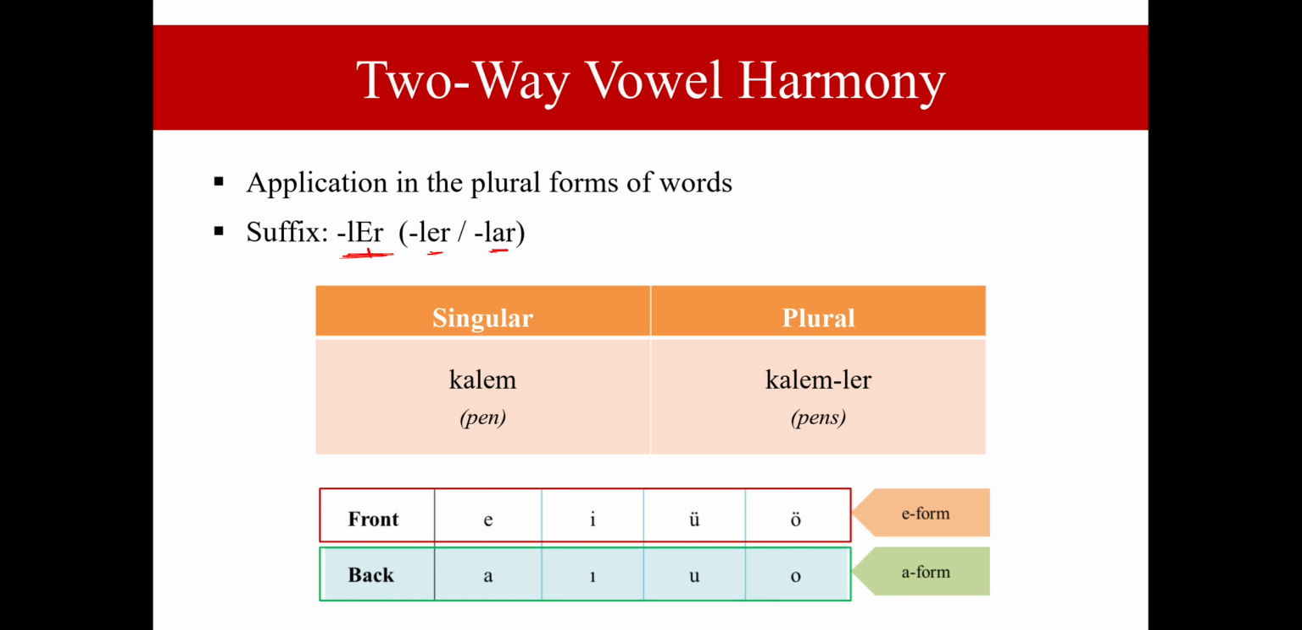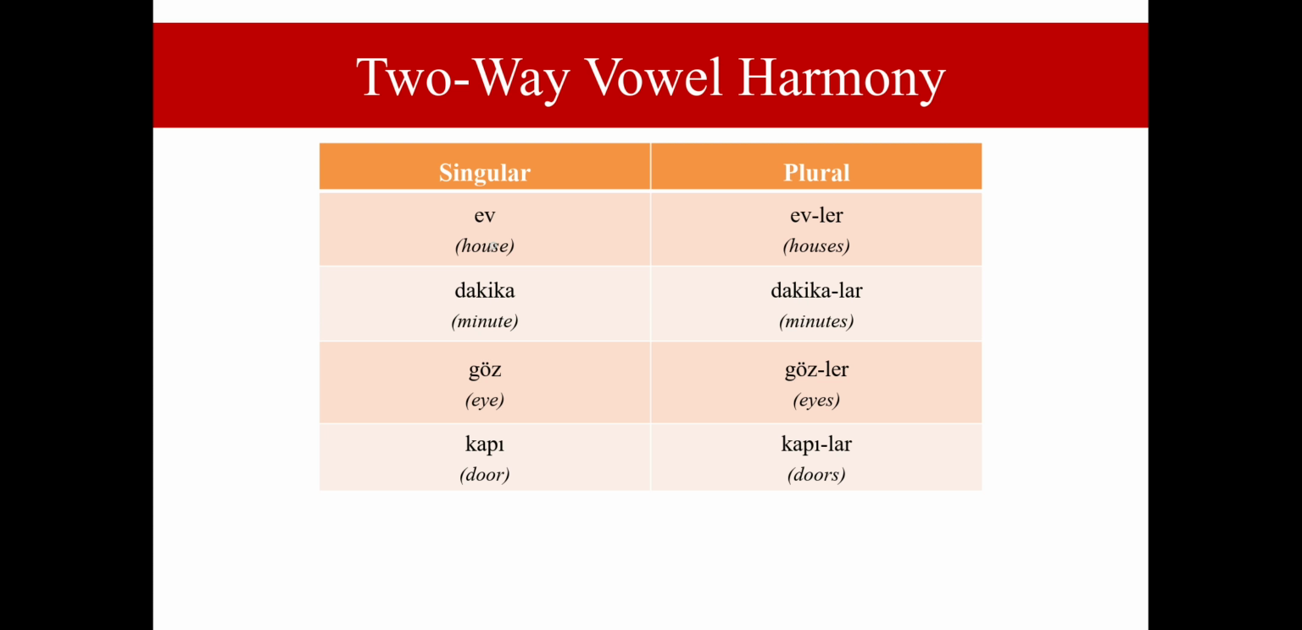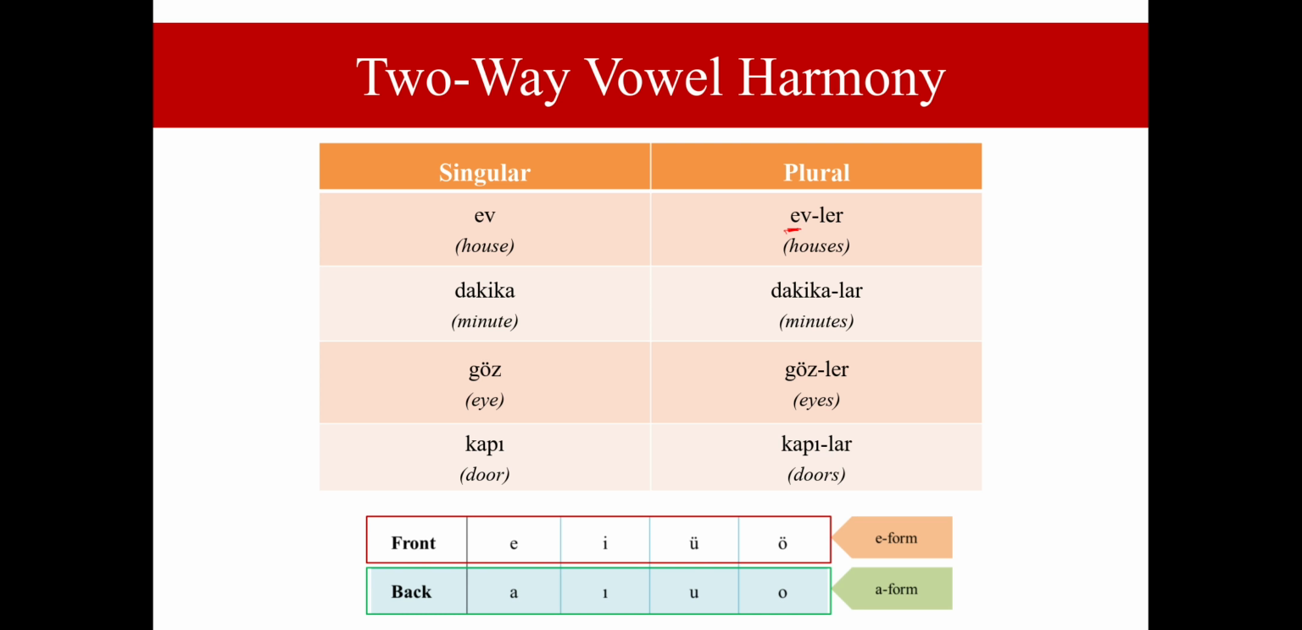Now how do we know that we add ler to it or lar to it? As explained, we look at this table. So the last vowel in this word is E, which is one of the front vowels. So you add the E form of the suffix. So kalem, plural, is kalemler. Let's see another example. Ev, meaning house. Evler. The last vowel here again is E, which is one of the front vowels.